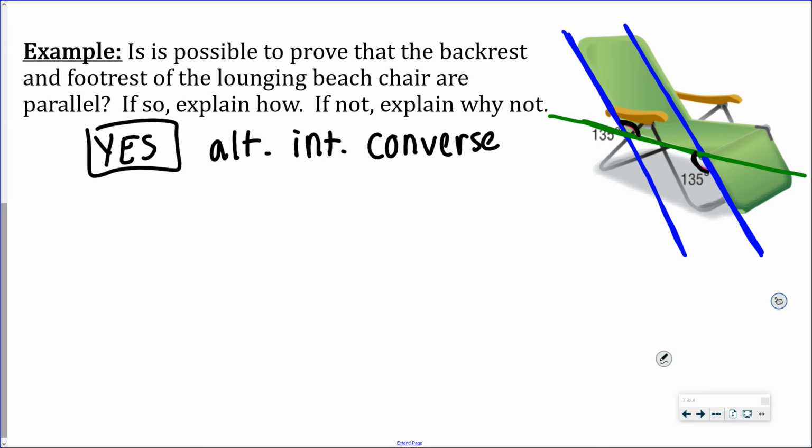Or, oh my gosh, I keep saying that. Yes, those are parallel. Oh, it's been a long day, folks. It's only Wednesday.